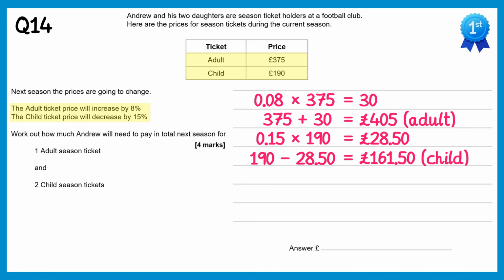Now we're ready for the final part of the question. We have Andrew who's buying these tickets. He wants one adult ticket and two child tickets. So one adult ticket, that's just £405, plus two lots of the child tickets at £161.50. If you use your calculator to do this, you'll end up with this answer here, £728.